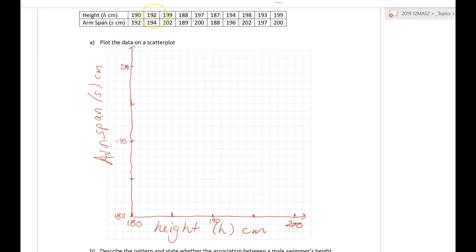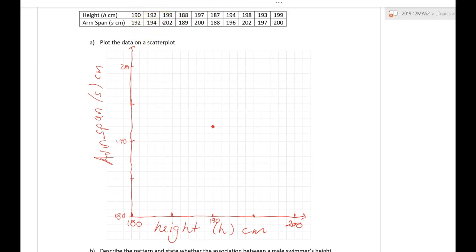So 190 across, or 192 up. 190, 192. There's my first data point. Now you'll notice they're not necessarily in any order, but it is important. I can't just do all of these numbers and then just match these up at random, right? They do have to be tied together, just like coordinates.